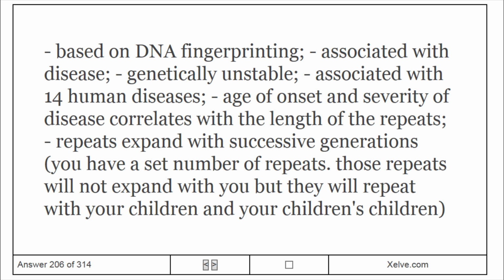Trinucleotide repeats, based on DNA fingerprinting, are associated with disease and genetically unstable, associated with 14 human diseases. Age of onset and severity of disease correlate with the length of the repeats. Repeats expand with successive generations.